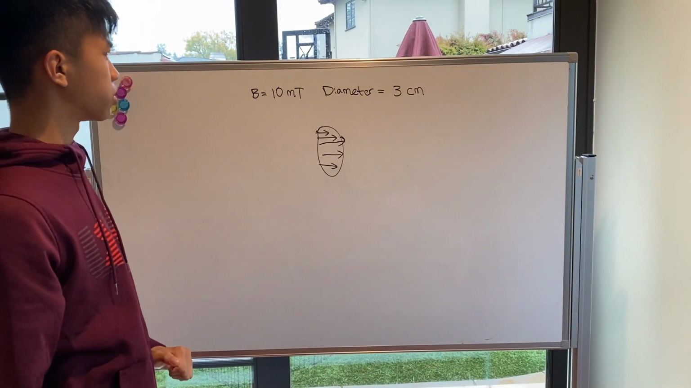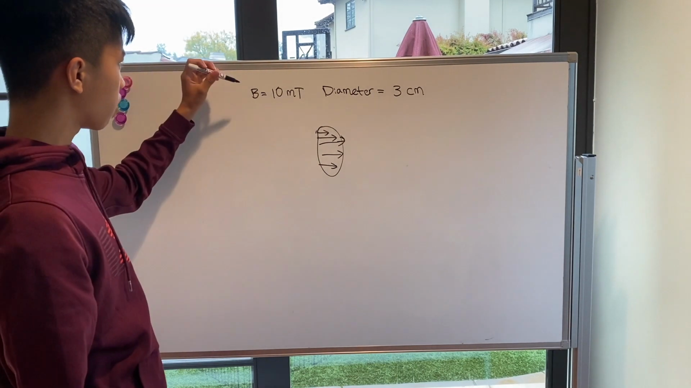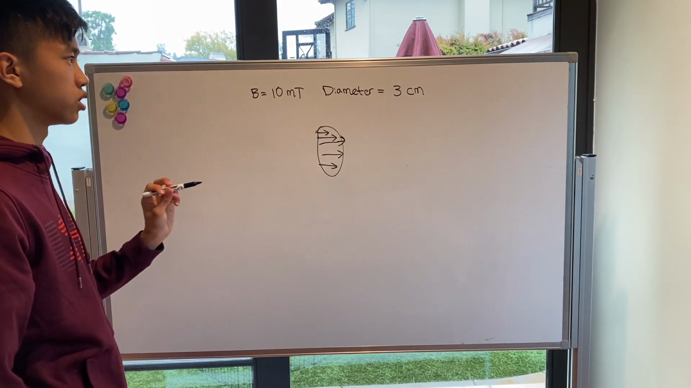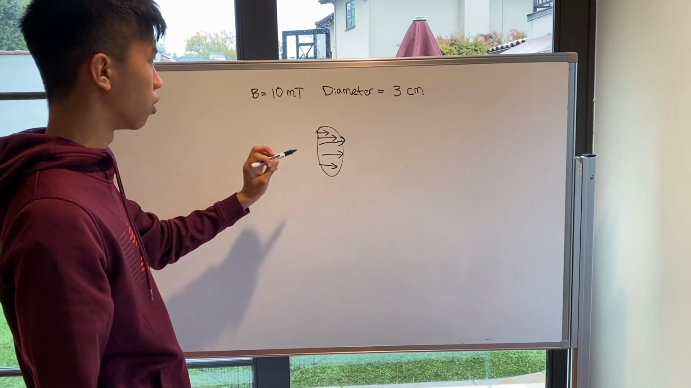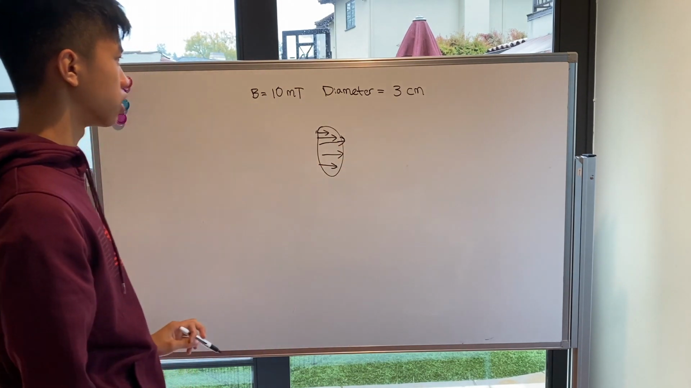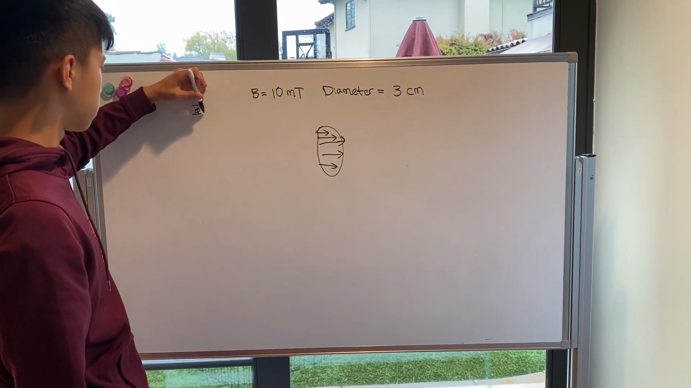So let's try a practice problem. So let's say we have a magnetic field of 10 milliteslas going through a perfect circle of diameter 3 centimeters. What is the magnetic flux?